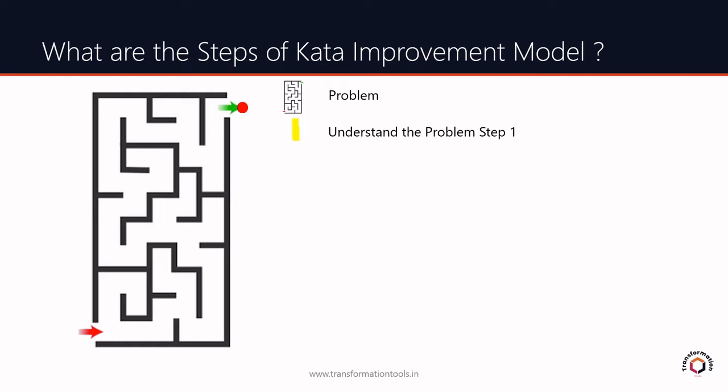So the solution would look something like this. In the Kata methodology, what we will do is, first, after understanding the problem, which is step one, we will need to set up the baseline. The baseline is the current performance of the process or the problem that we are trying to solve. Let's say the red line here represents the current journey that we are able to travel, and we are getting stuck here.